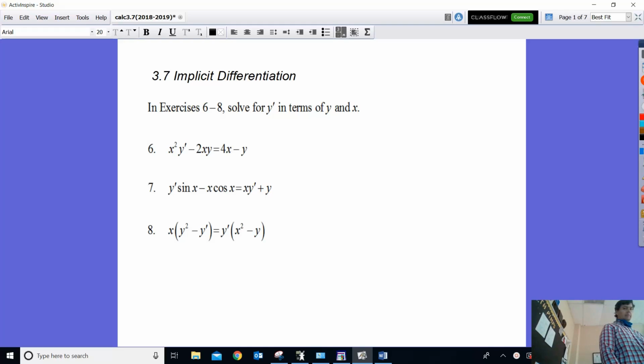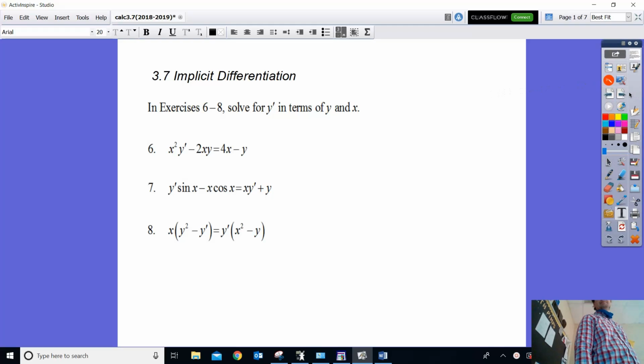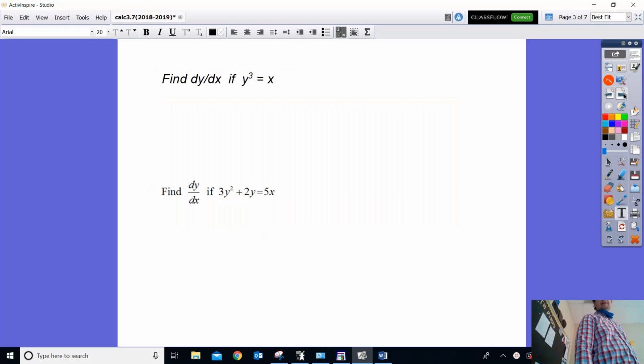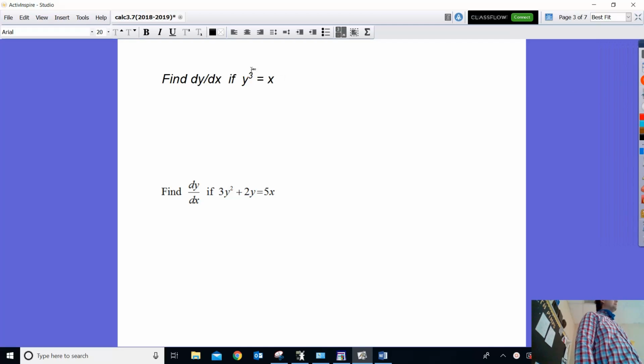And the warm-up here is to solve for y prime in terms of y and x, because what we're going to be doing is we're going to be taking the derivative of both sides of the equation. It's called implicit differentiation. Before we just had like y equals x and we took the derivative of the right. That's all we did, isn't it? We just wrote y prime on the left or something like that. Well, the stuff we do today is not so simple.